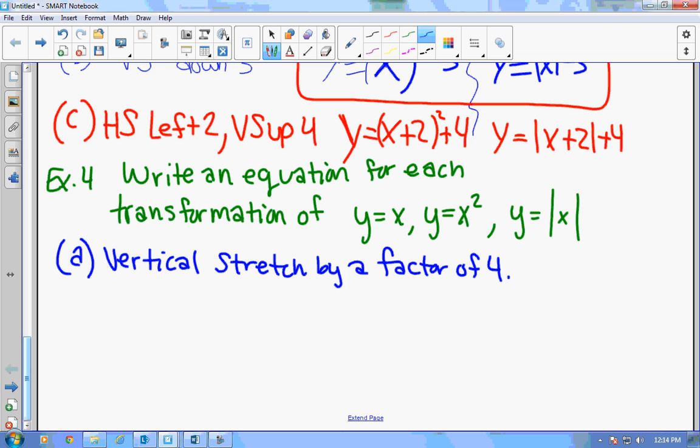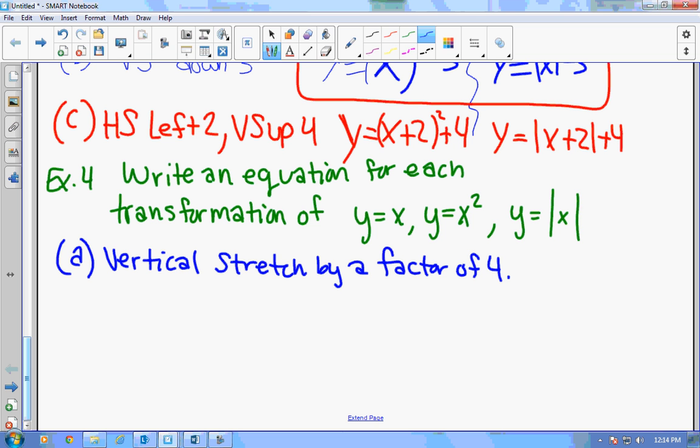And you should have at the beginning of your notes what a vertical stretch looks like. When on A, we listed 3 things for A. What has to be required of A for it to be a vertical stretch? Greater than 1, or the absolute value of it is greater than 1. Is 4 greater than 1? Yeah, 4 is greater than 1.